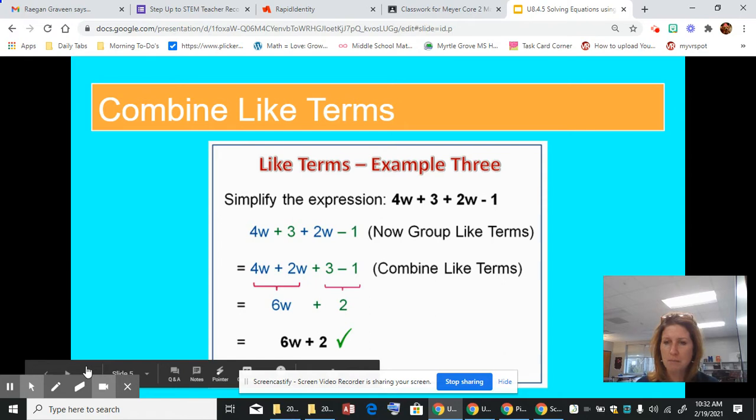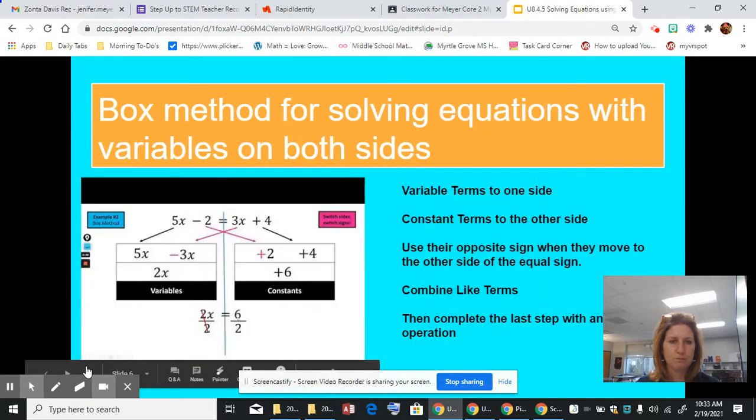We're also going to be using combine like terms. If you remember, we combine ones that are the same grouping. We can regroup our expression. So the 4w and the 2w are like terms because they both have the same variable. We put those together, and then the 3 minus 1, we put those together. Some of you might remember this was called the box and circle method from last year. So 4w plus 2w is 6w, and 3 minus 1 is 2.